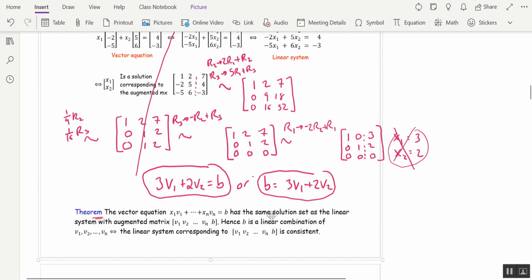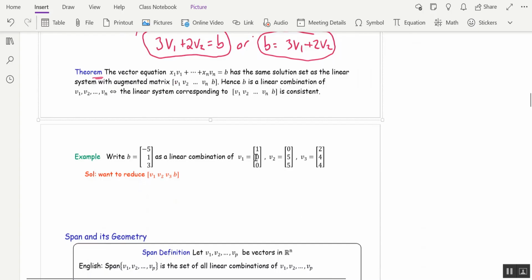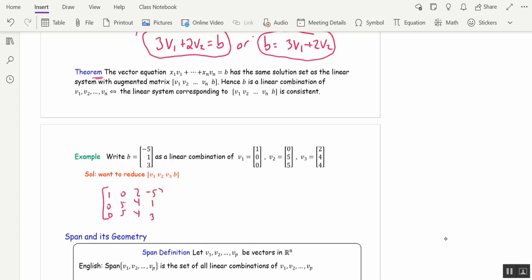So let's see an example where that doesn't happen. Write b as a linear combination of v1, v2, v3. It's hard to do mentally. So what we're going to do is reduce the augmented matrix, with our V's as the columns and then augment with b. So 1, 0, 0, 0, 5, 5, 2, 4, 4, and then negative 5, 1, 3.